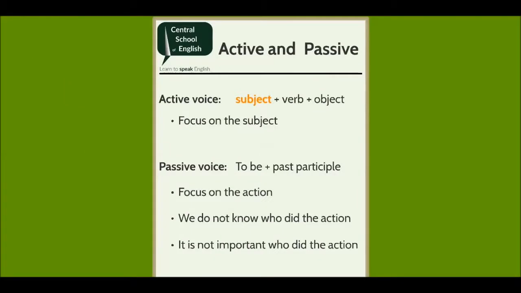In this video, we learned that when we make a sentence in the active voice, the structure of the sentence is subject plus verb plus object. We also learned that when we make sentences in the active voice in English, we wish to focus on the subject responsible for the action. We learned that when we make a sentence in the passive voice in English, we must use the verb to be plus the past participle of the main verb.